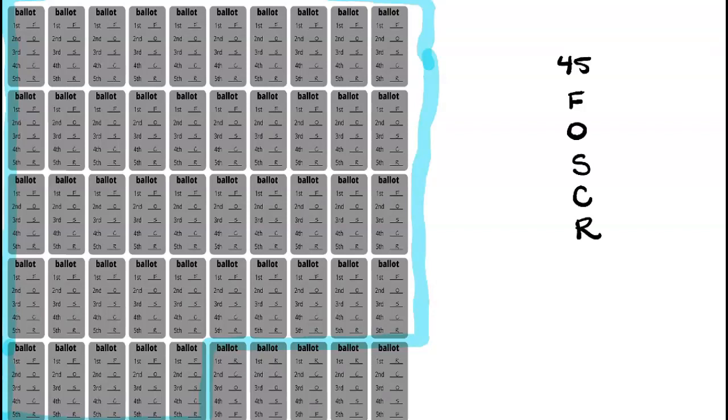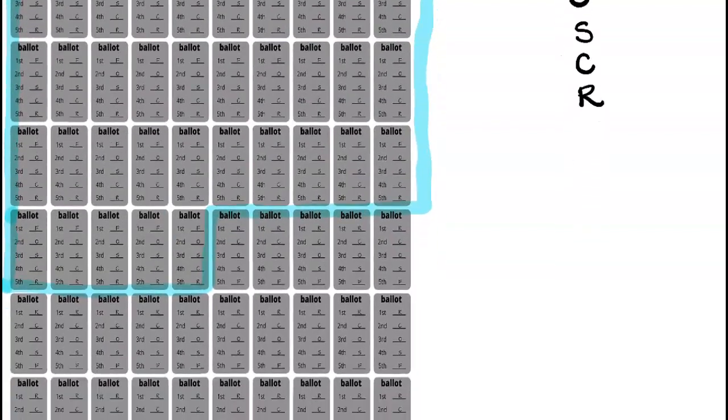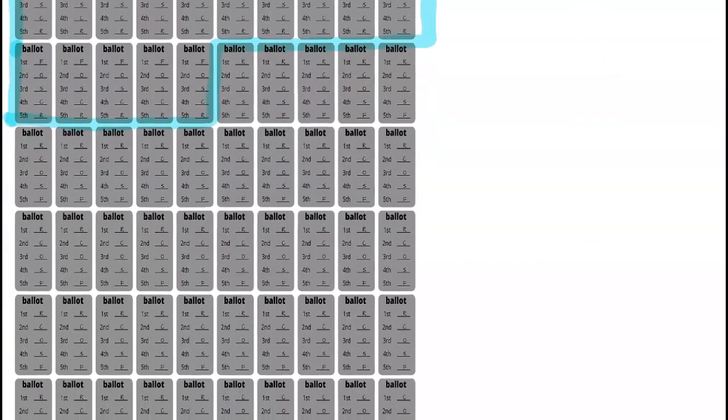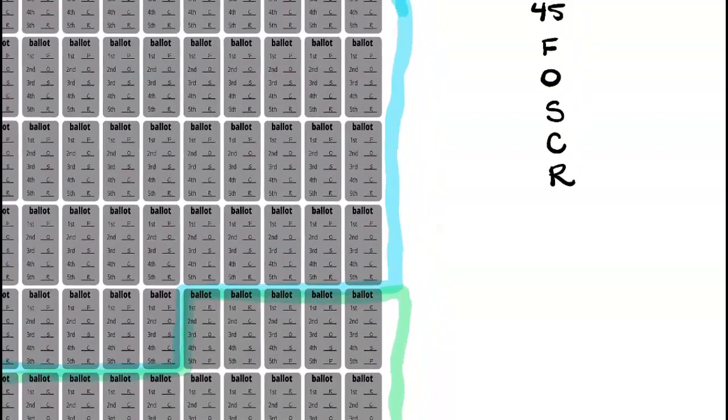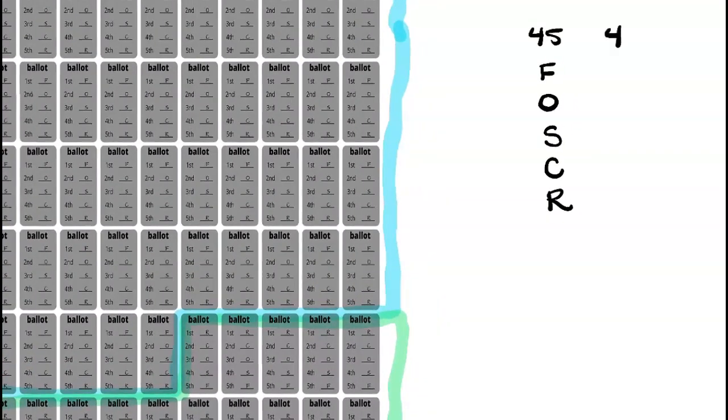Now, let's look at the next group of ballots and see how they are the same. The next 40 ballots are also identical. We have 40 individuals that voted this way: Reno first, Carson City second, Oakland third, San Diego fourth, and Fresno fifth.